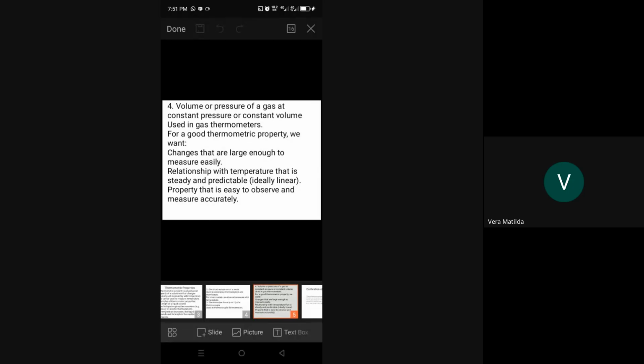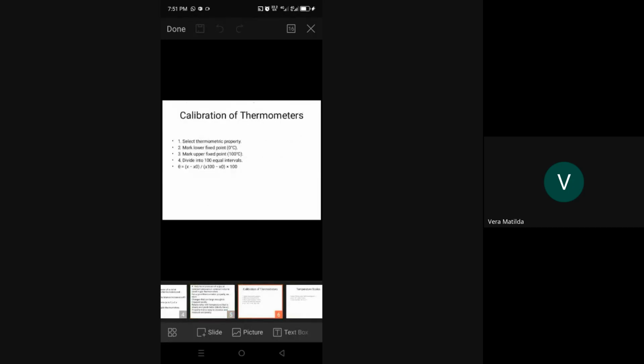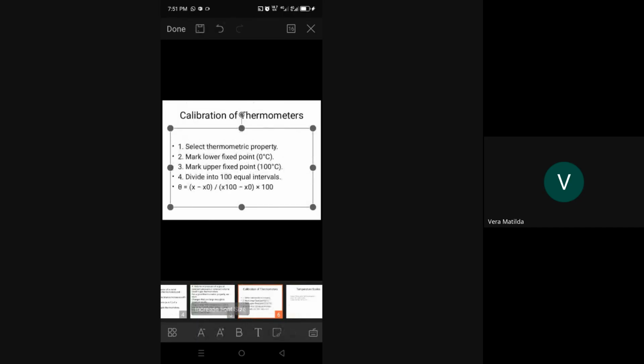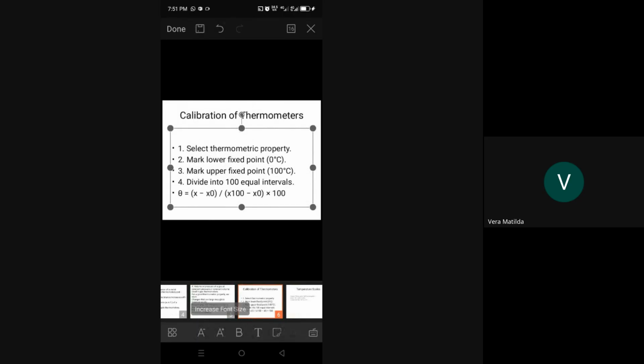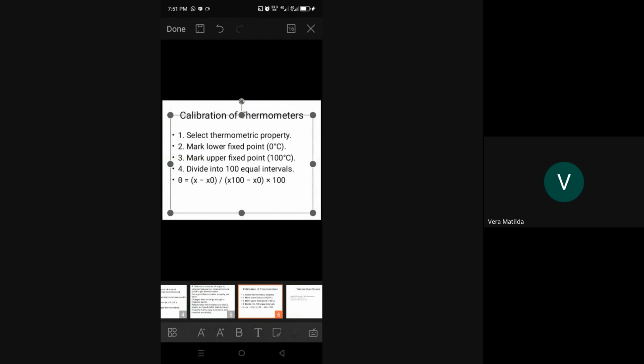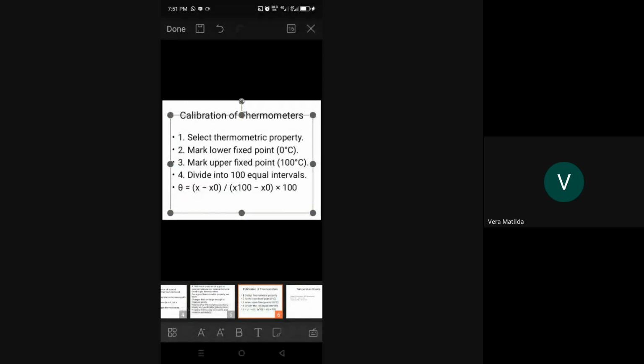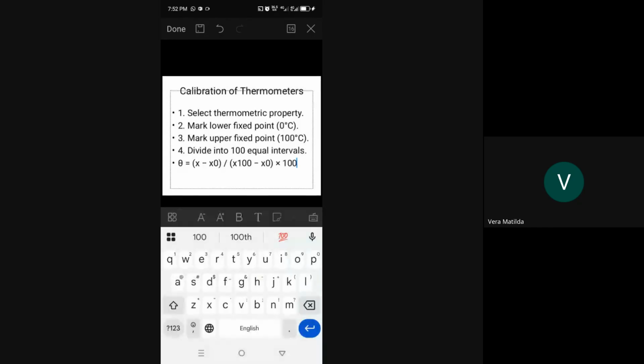Okay, then calibration of thermometers. How are thermometers calibrated? They are calibrated using what we call upper fixed point and lower fixed point. Okay, let me remove this equation here so that I do not confuse you. I will explain it once we get there why it is that way.